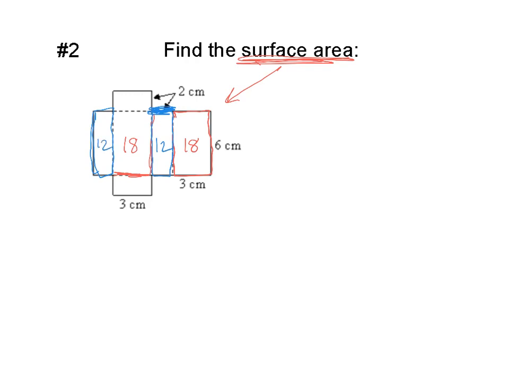Now let's do these two little pieces, these little flaps. Okay, notice they've got a height of 2 and a base of 3, so 6 and 6. So all we have to do now is add them all up, right? That's the surface area. So we've got 2 18s, we've got 2 12s, and we've got 2 6s. So if we add those up, 8 and 8 gives us 16, 17, 18, 19, 20, 26, 27, 28, 29, 30, 31, 32, right?